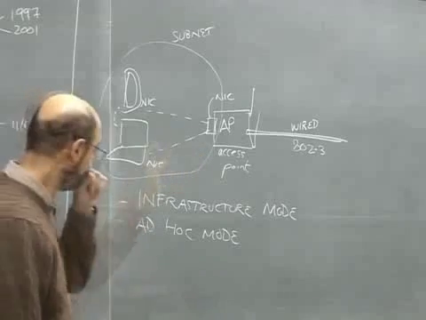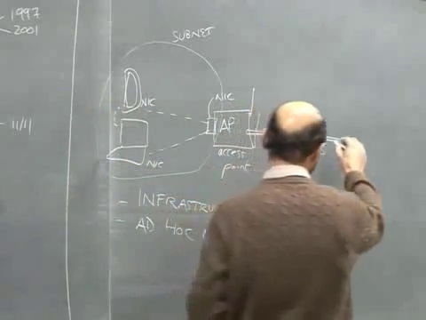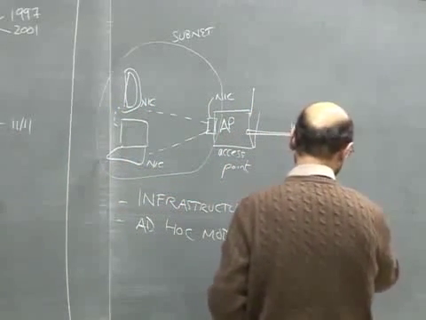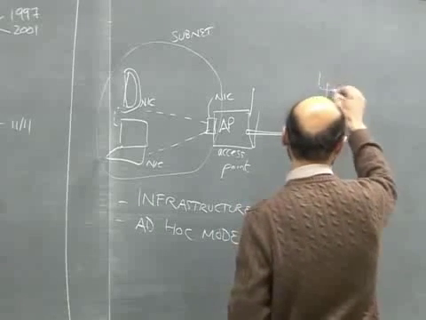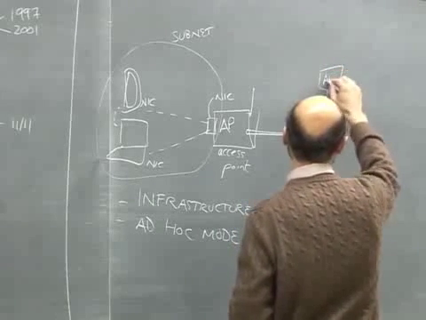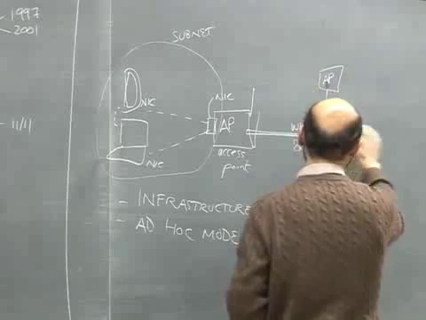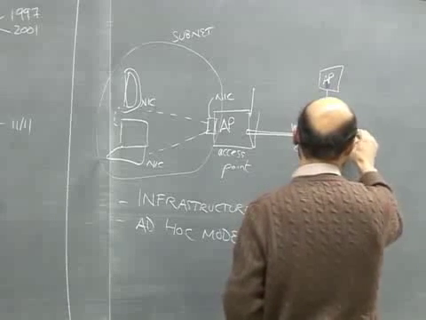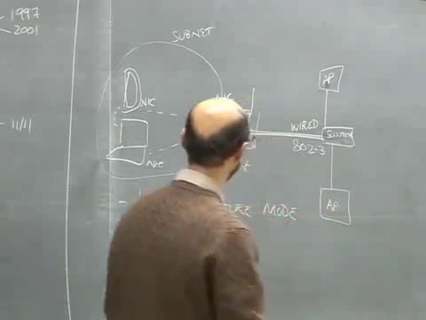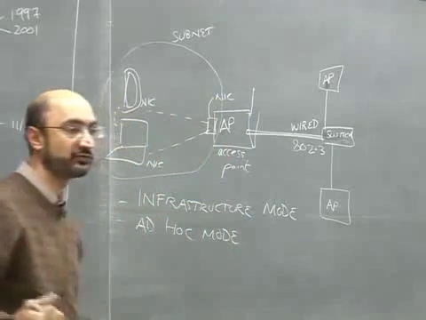Okay. So the other thing I need to mention here is that you can actually put a bunch of access points together like this off of the same wired network. Okay, typically what this means is there'll be a switch over here, and you'll have 3 or 4 access points. And you can allow what's called roaming.